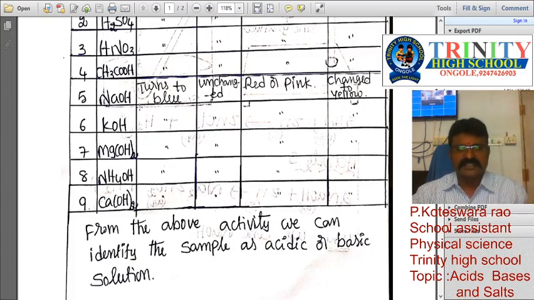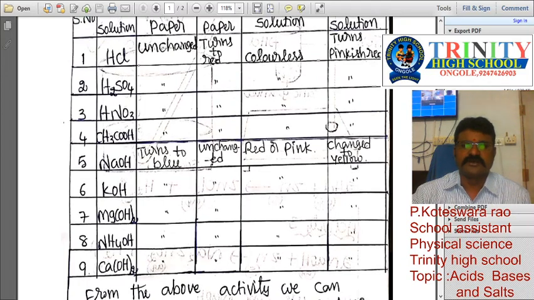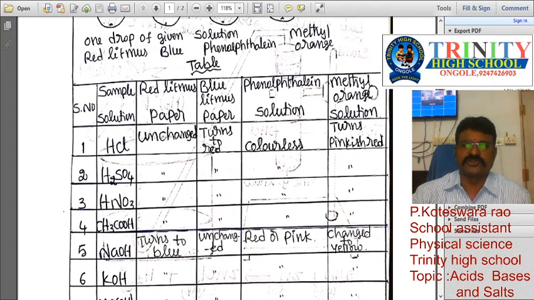But there are no formulas. Simply we are giving solutions. How is it possible to identify whether the solution is a base or an acid? By using this experiment, by using these 4 indicators. So what are the 4 indicators here? Red litmus paper, blue litmus paper, next phenolphthalein solution, and after that methyl orange indicator solution.